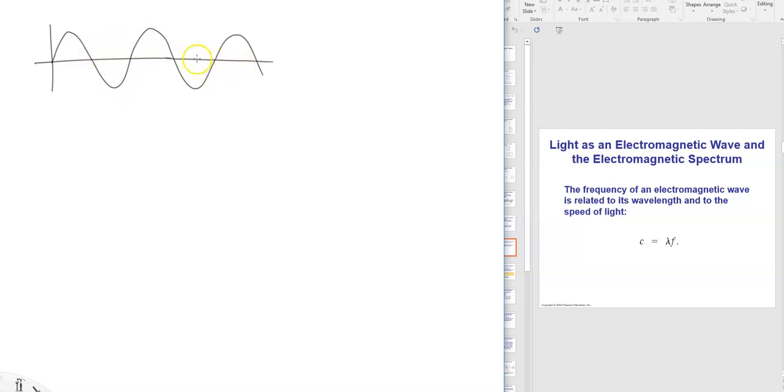Over time, it repeats. So, by looking at this shape, we can define certain quantities, certain terms. This height to the maximum is called the amplitude. The length of one full cycle from here to here, this is one full cycle, this length, it's called wavelength.